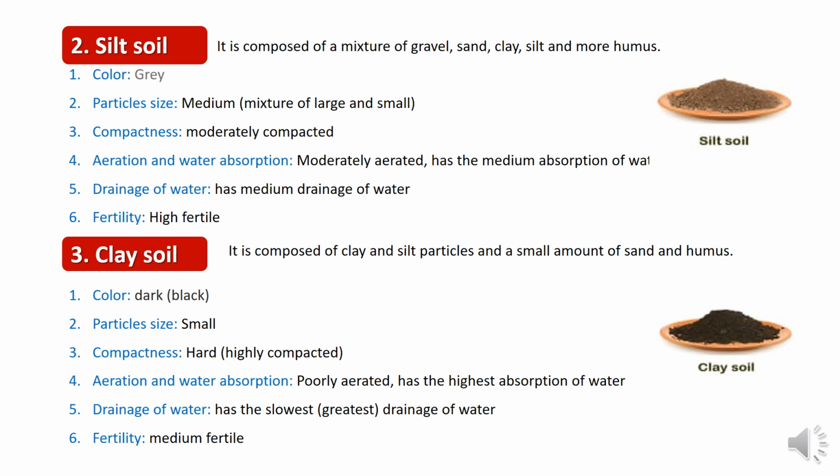Number 3, clay soil. It is composed of clay and silt particles and a small amount of sand and humus. Its color is dark or black. Its size is small. Its compactness is hard or highly compacted. Aeration and water absorption, it's poorly aerated, has the highest absorption of water. Drainage of water, has the slowest or least drainage of water, and it's medium fertile.